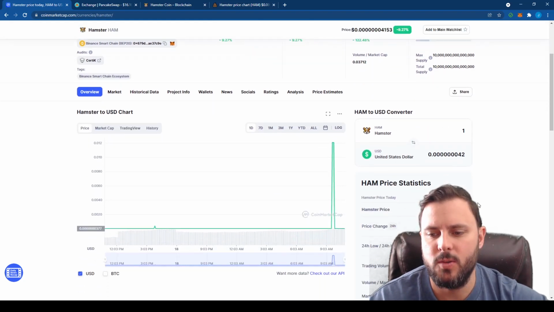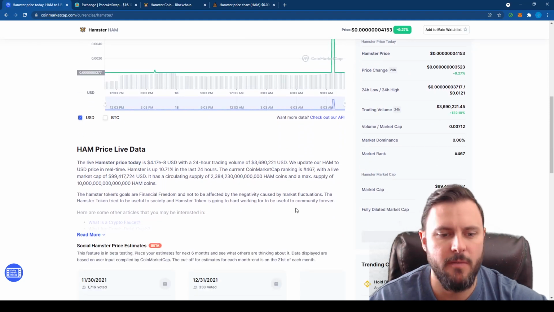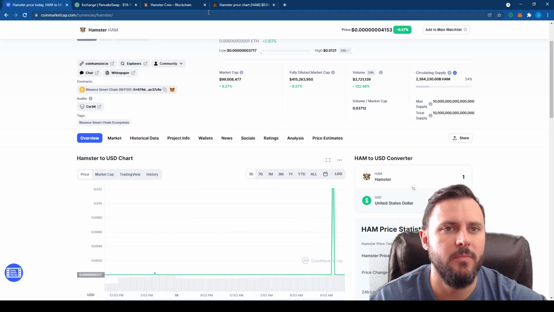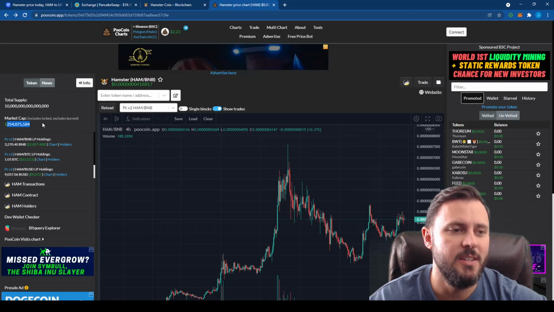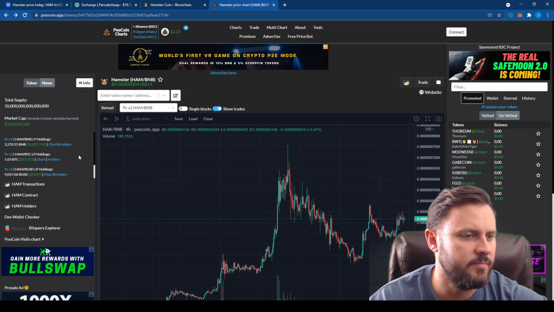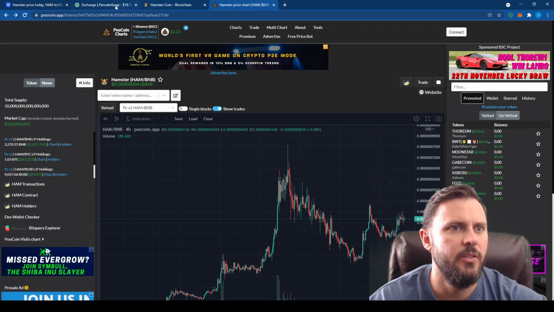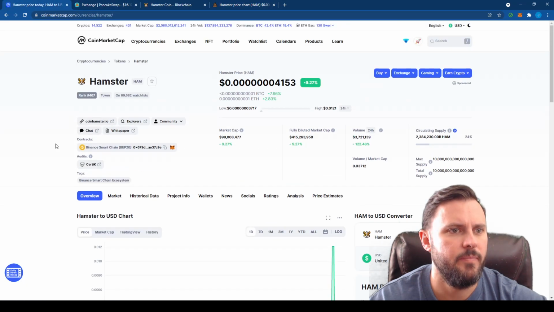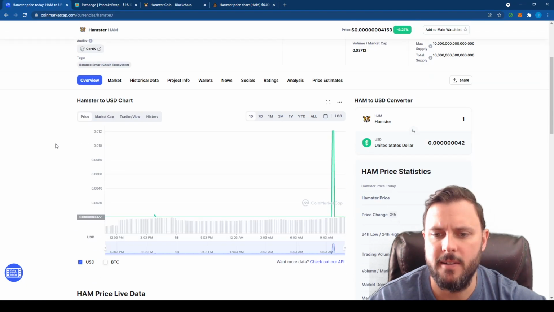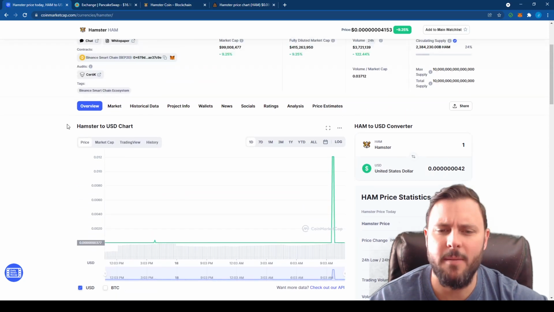I don't know which one's correct, honestly, without going in deeper and spending a lot more time figuring that out. I'd almost say this is more realistic, just because there's more data going on in PooCoin than there is in CoinMarketCap, from what I can tell. I always liked PooCoin. What do you guys think of this Hamster token?